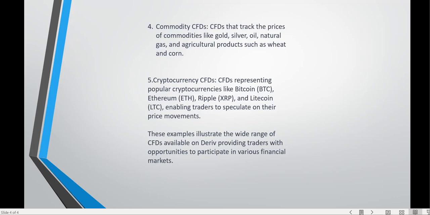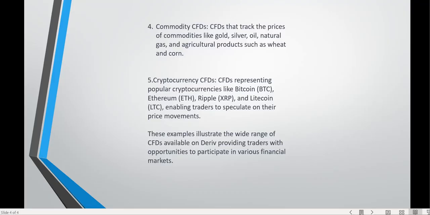So these are examples that illustrate the wide range of CFDs available on Deriv, providing traders with opportunities to participate in various financial markets. So as you can see, you can find many things to trade, and you're not only limited to financial CFDs that are the foreign exchange currencies, but you can trade as many instruments and assets as you can.